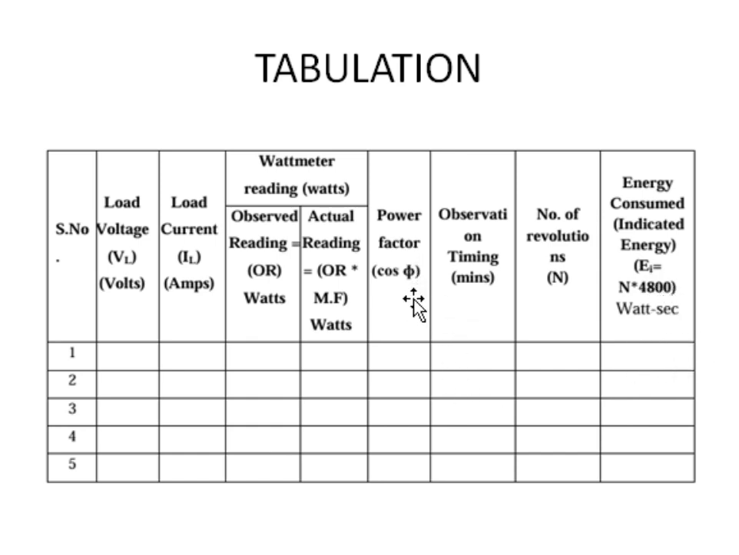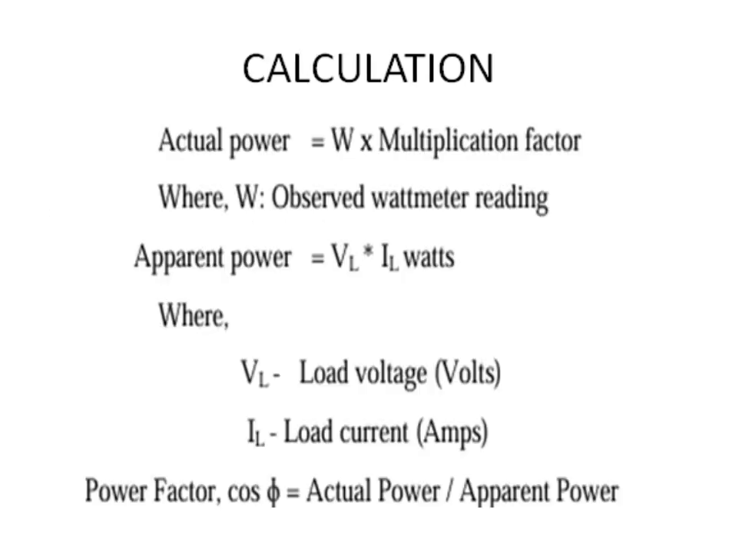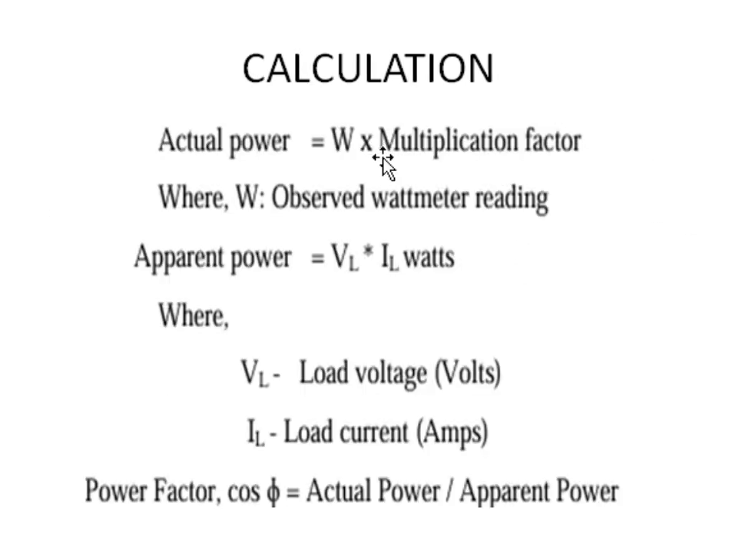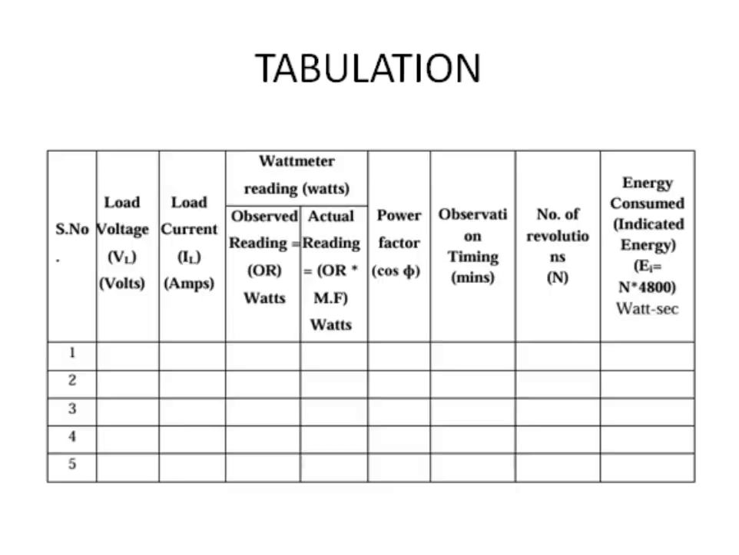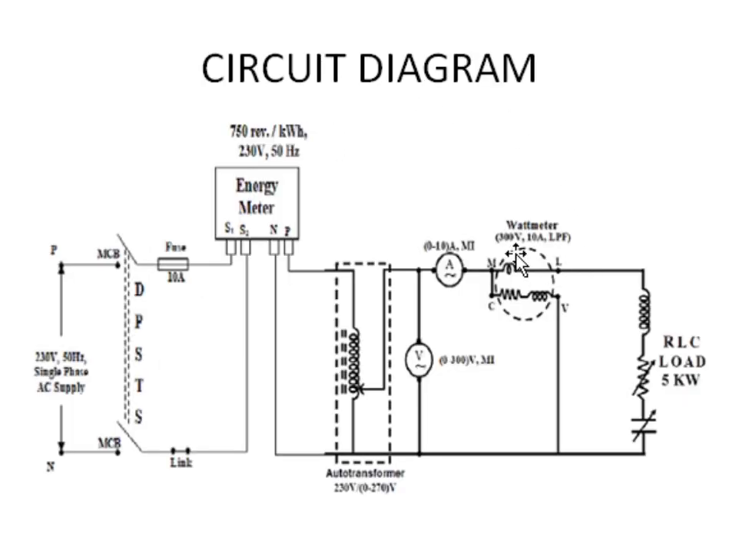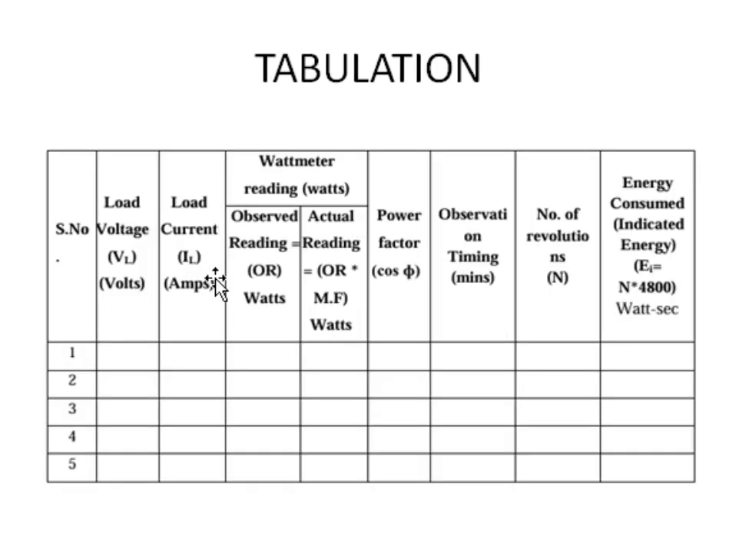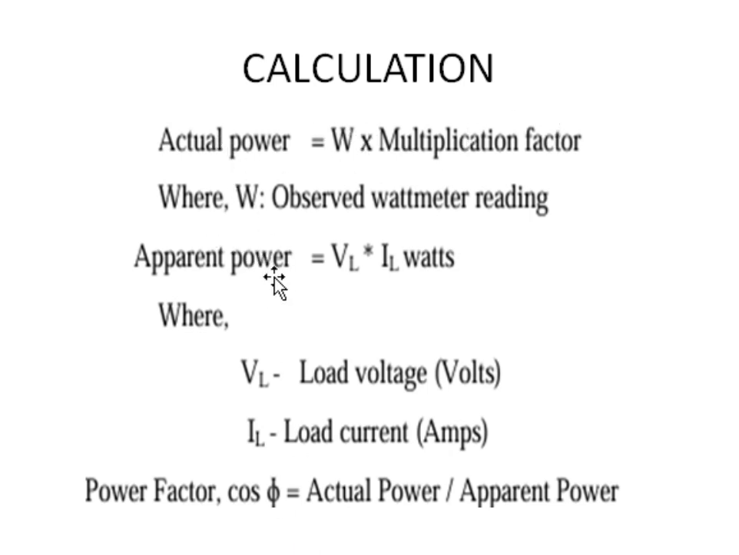So how do we calculate the power factor? The power factor formula is cos phi equal to actual power divided by apparent power. The actual power is equal to the observed reading W. Suppose the wattmeter shows 50, then 50 into the multiplication factor 4 is totally 200. So 200 is the actual reading, and this is the actual power.